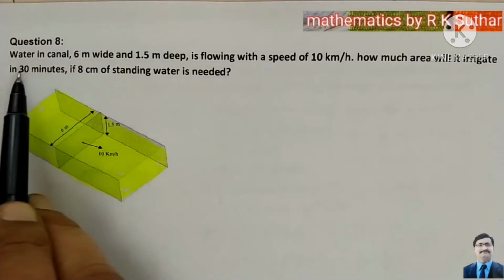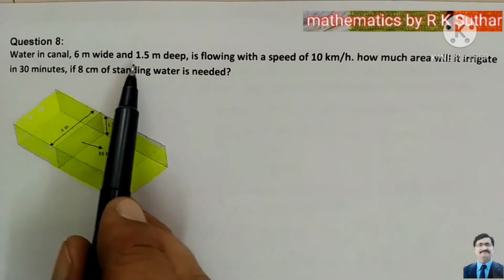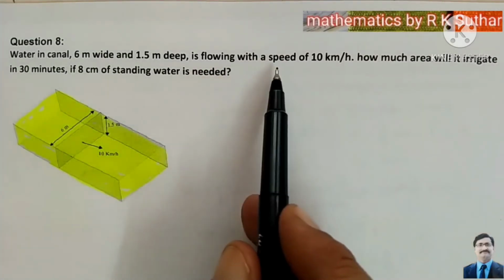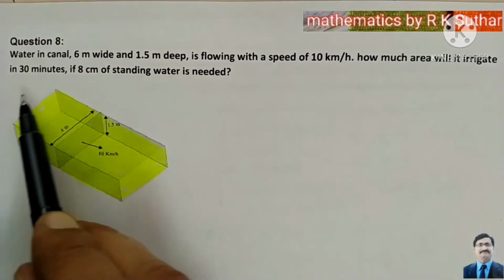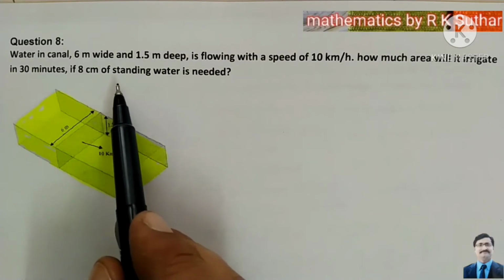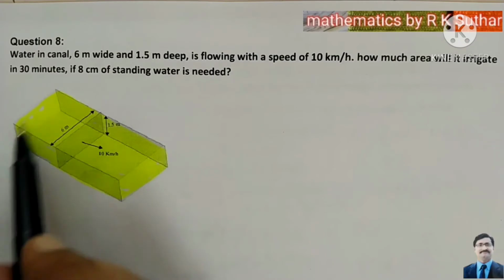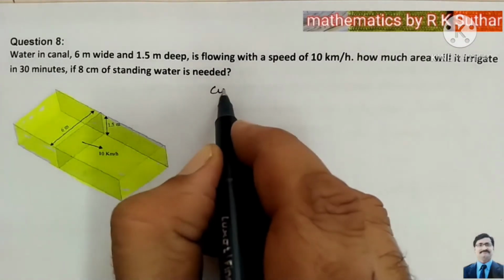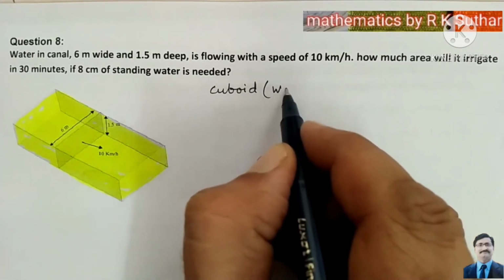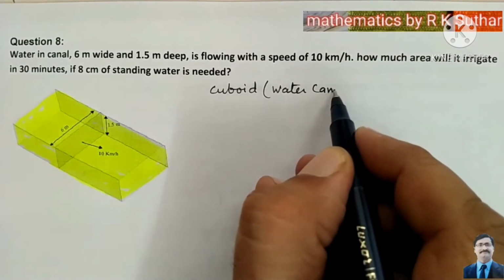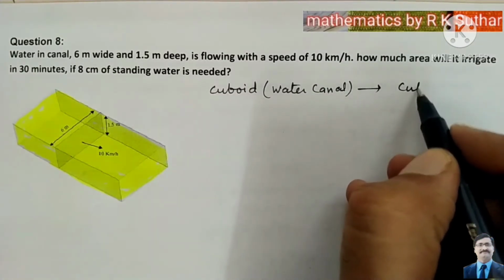Look here, question 8 is: water in canal 6 meter wide and 1.5 meter deep is flowing with a speed of 10 km per hour. How much area will it irrigate in 30 minutes if 8 centimeter of standing water is needed? So look here, one side we have a water canal, and water canal is in the form of a cuboid. Okay, and second side we have a field, and field is also like a cuboid.